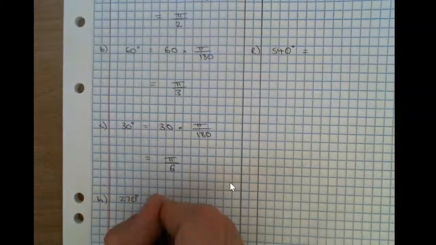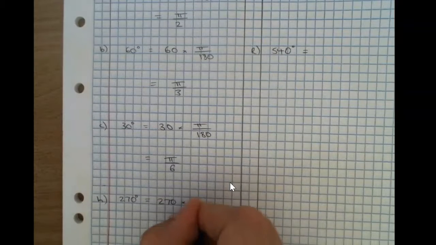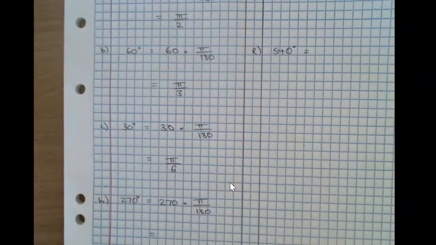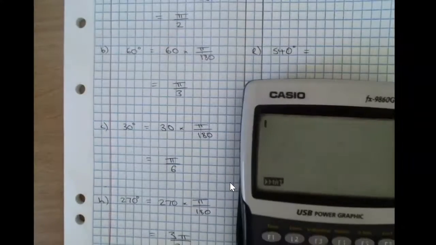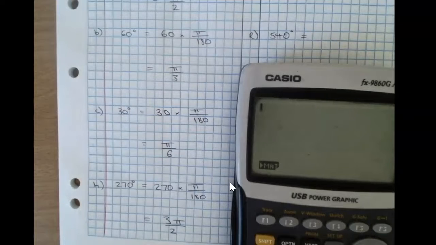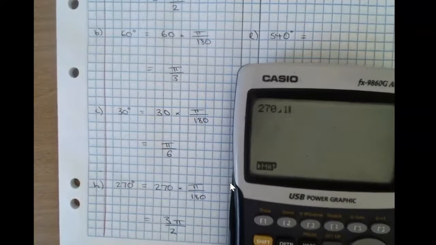270 degrees is going to be 270 times pi over 180. Again, I need to consider what fraction 270 over 180 will be written as. Well, 270 is actually larger than 180, and it's actually 1.5 times larger. So this would be 3 pi over 2. So if that wasn't immediately obvious, this is an example where your calculator might be useful. You can say to yourself, okay, well, what is 270 over 180? And you can see I've got 3 over 2.